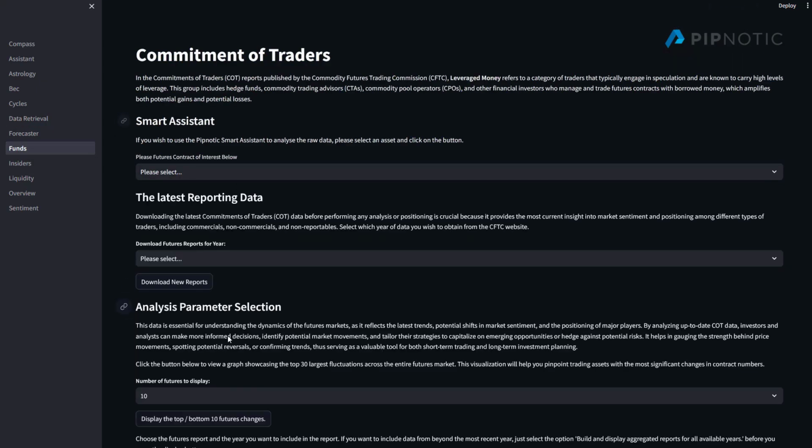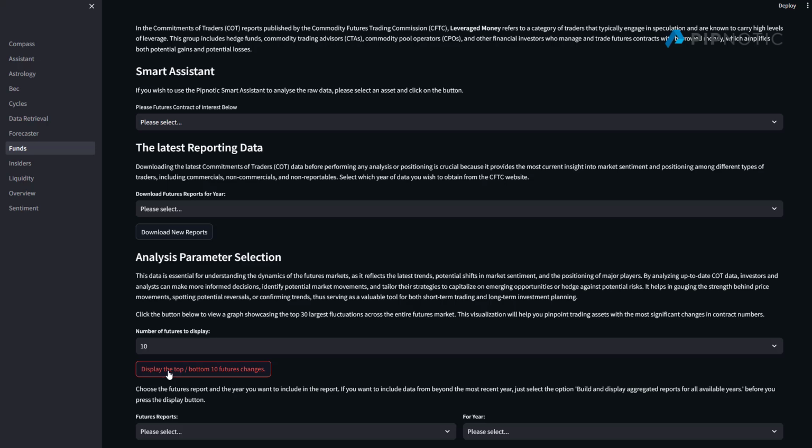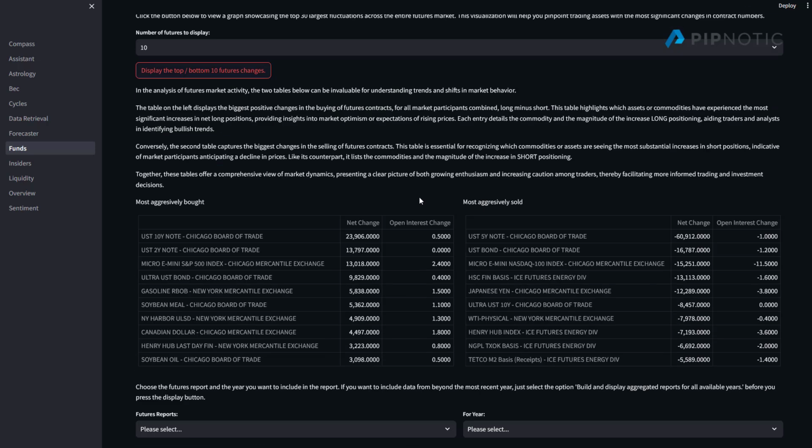So funds. Actually, before we do anything, let's see what's being sold and bought the most. Gasoline is being bought a lot. That's interesting. Canadian dollar, 10-year notes, 2-year notes, the E-minis, the S&P 500, and then the 5-year notes are getting sold the most. The yen, dollar yen, and physical oils. This is the one we spoke about just a second ago. This is really interesting stuff.